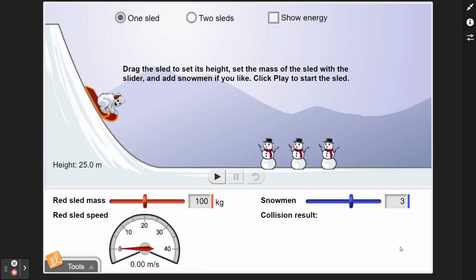Hey guys, today we are going to work on our Sled Wars gizmo. So I'm just going to go through what I would normally do in class with you guys, a couple of things that you need to look at and understand before we get going.